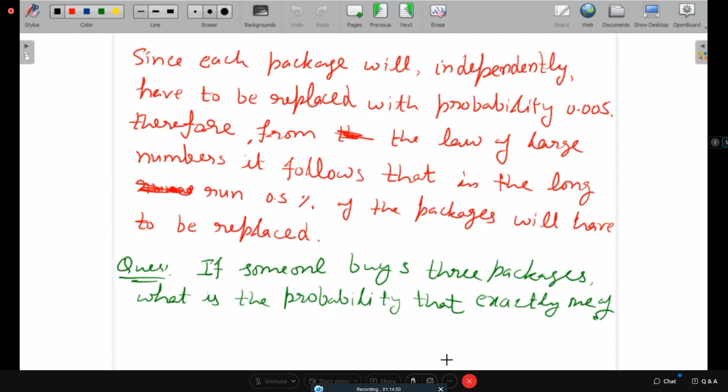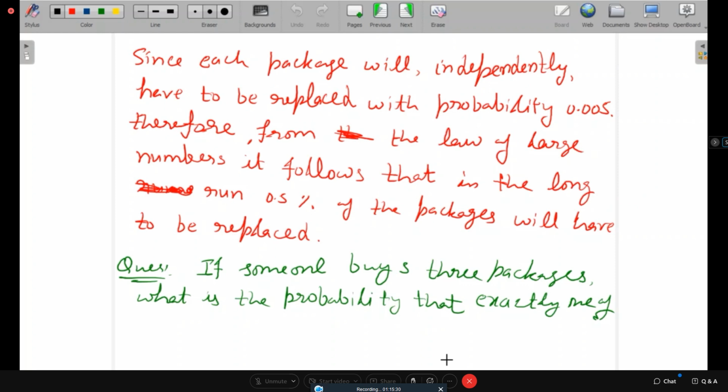Okay, so what is written here is the law of large numbers. It follows that in the long run 0.5% of the packages will have to be replaced. This is very easy to follow. Each package either will be returning or will not be returning. It will be returning with probability 0.005 and it will not be returning with probability 0.995.